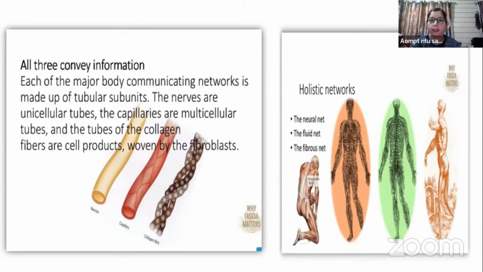So by seeing these pictures, we can easily understand the neural net, the fluid net, that is with the capillaries, and the fibrous net, that is made up of the fascia. So this is the beauty of our body, that all these structures are working together. So treat them together and understand their logic, how you are reaching towards that structure.